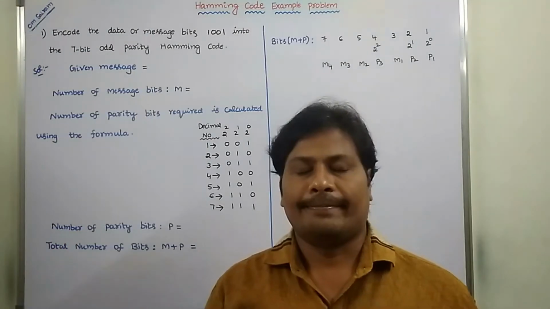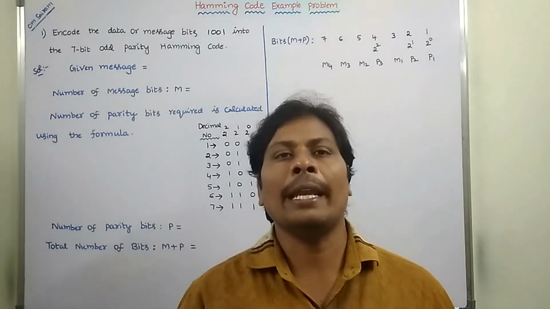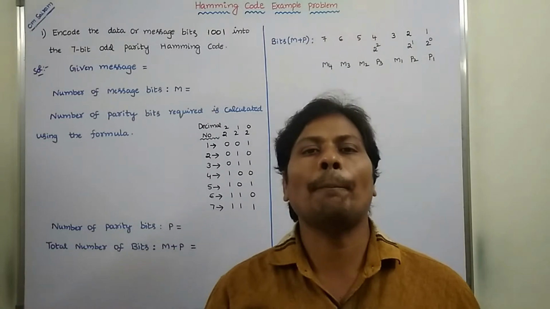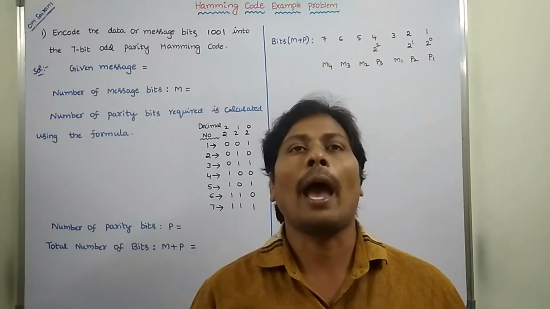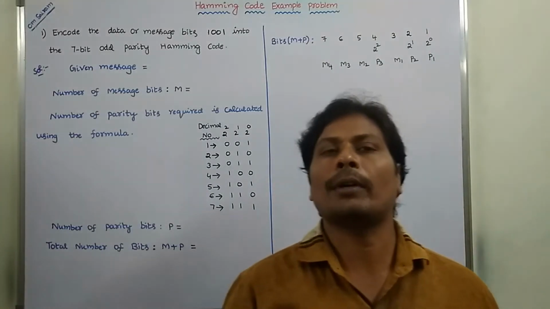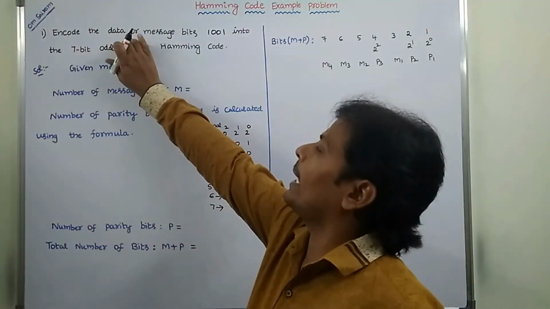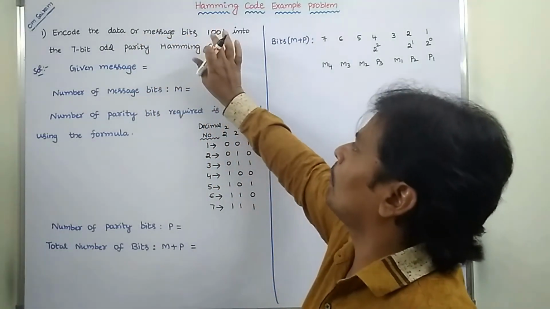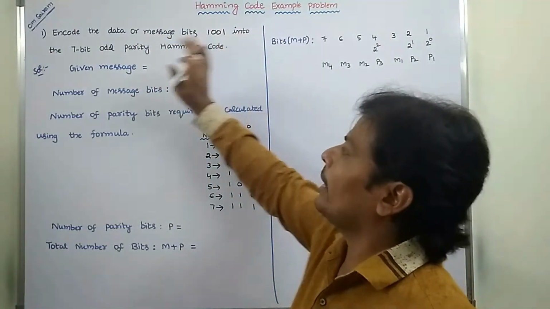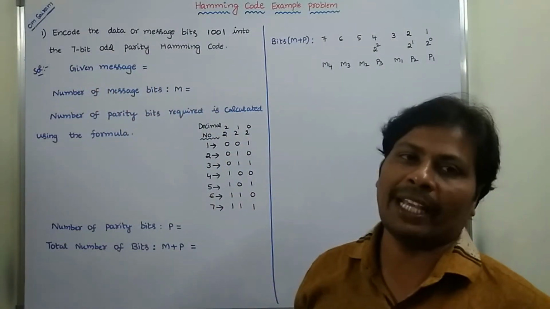Thank you. Hi friends. Today I am giving a lecture on an example problem on Hamming code with odd parity. Okay, so this is the given problem. Encode the data or message bits 1001 into the 7-bit odd parity Hamming code.